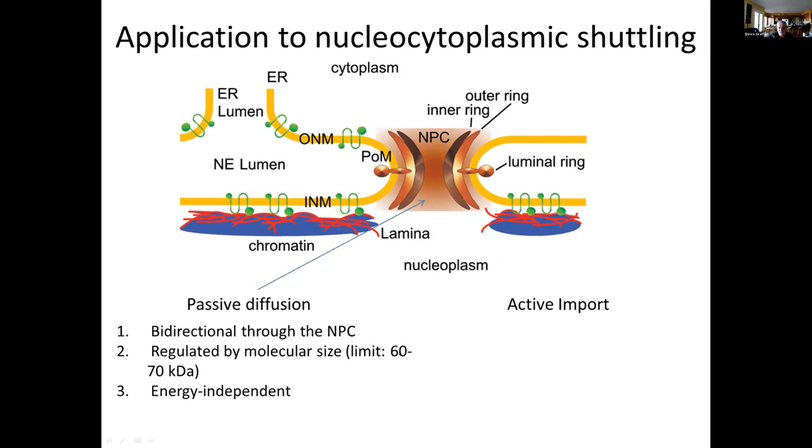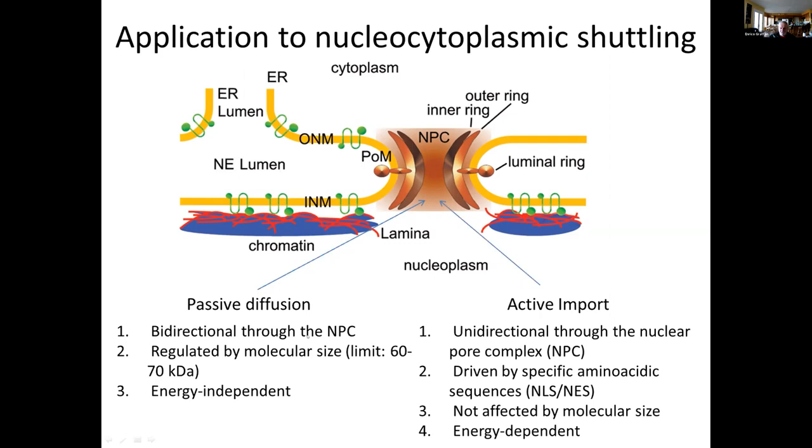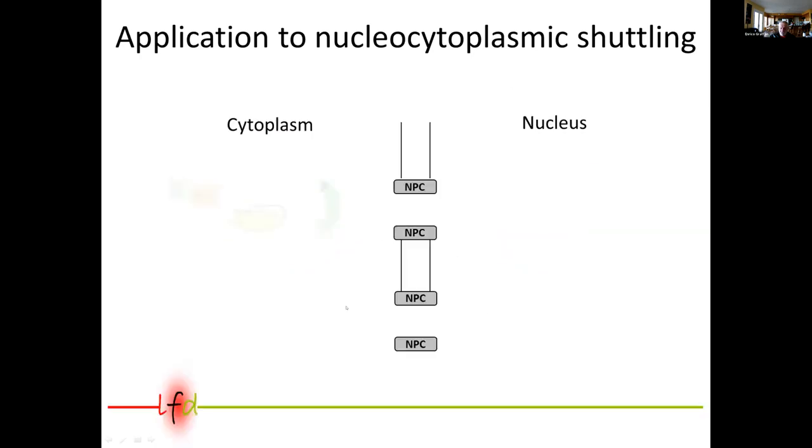And this mechanism is known to be regulated by molecular size. For molecules larger than 60 or 70 kilodalton, they cannot pass through the nuclear pore complex. And this is energy-independent diffusion. But if we have active transport, in active transport, there is unidirectional transport through the nuclear pore complex. So molecules which are here can be found in the other one. And those are driven by a specific amino acid sequence, one for nuclear localization signal, so a molecule which is here can be found on the other side, or nuclear export signal, so a molecule which is here can be found on the other side. And this is energy dependent.